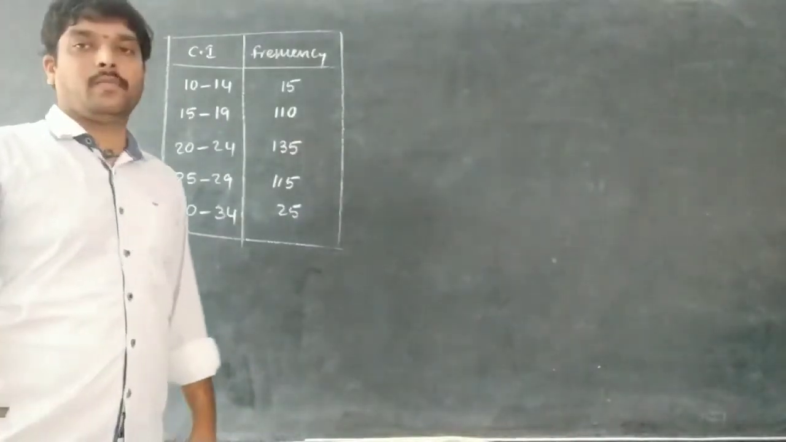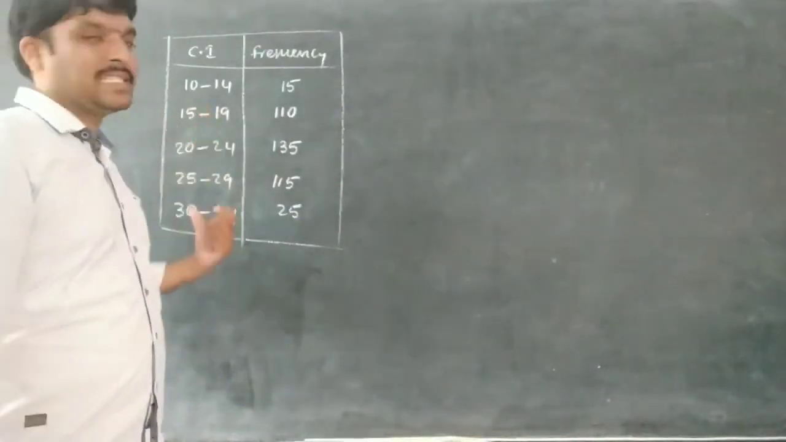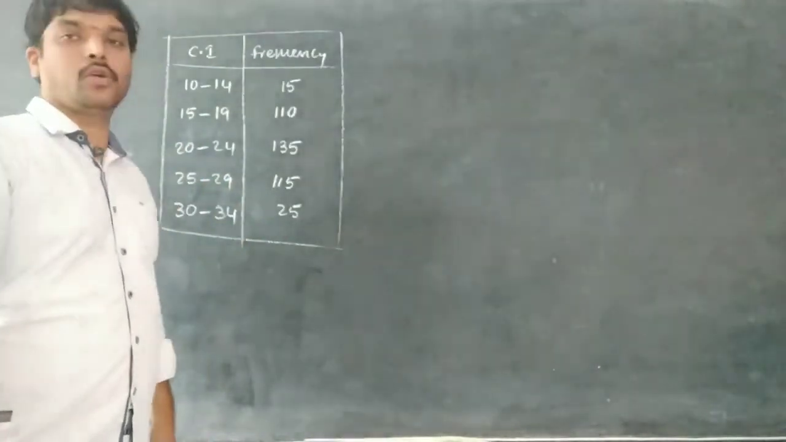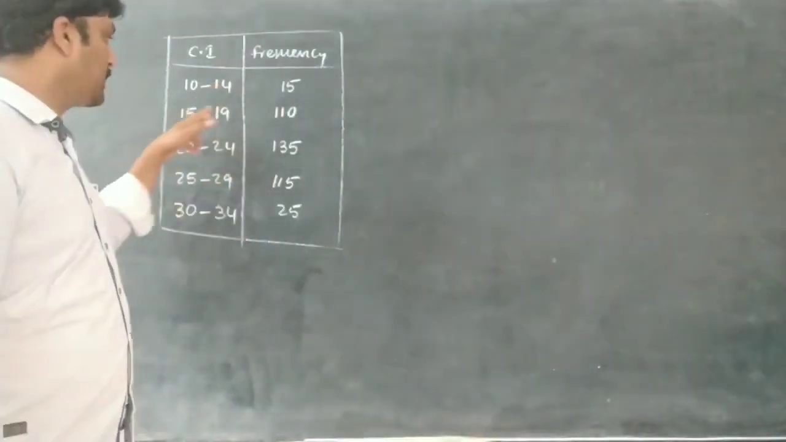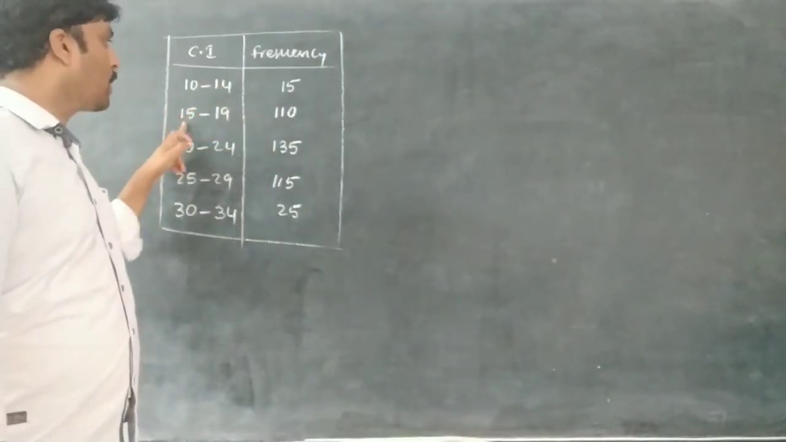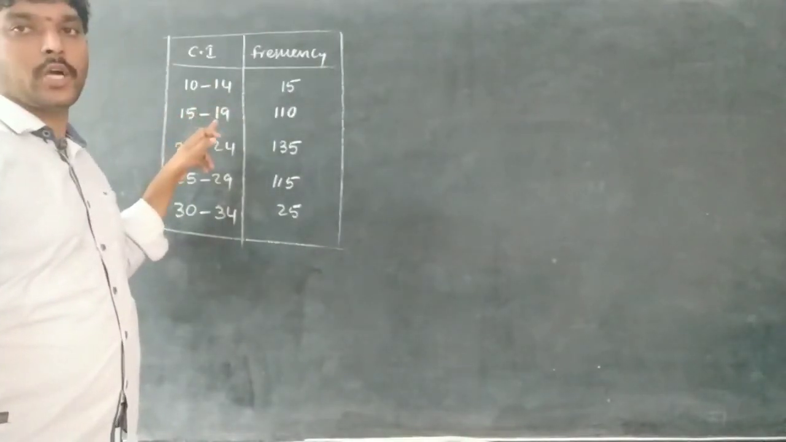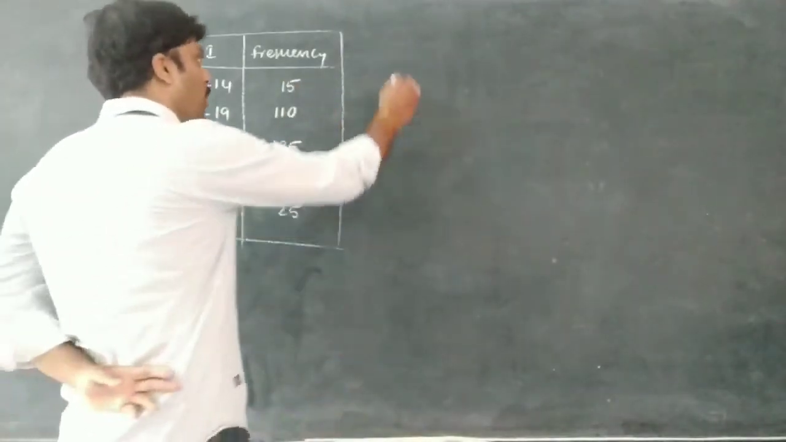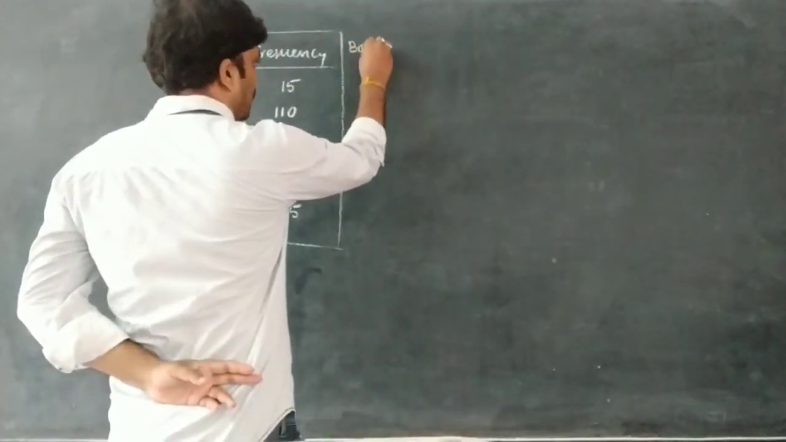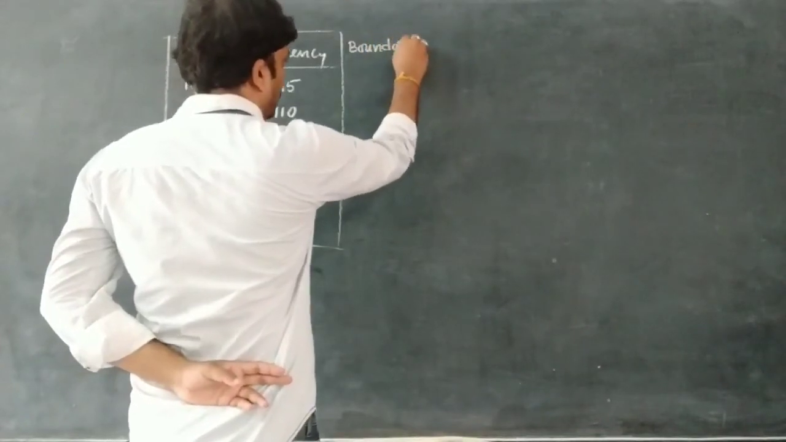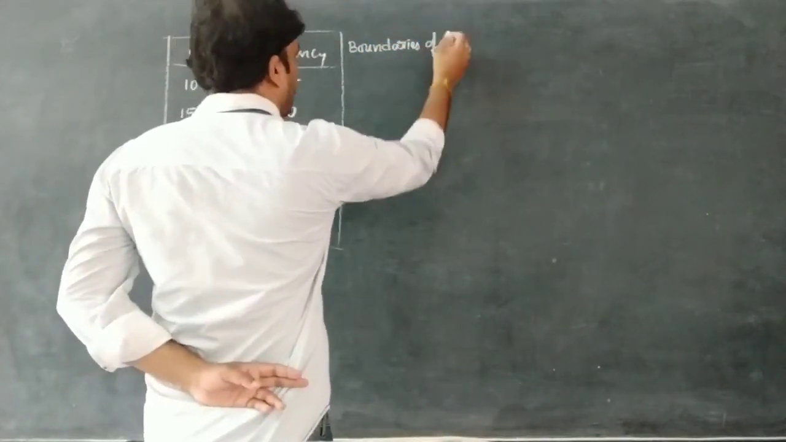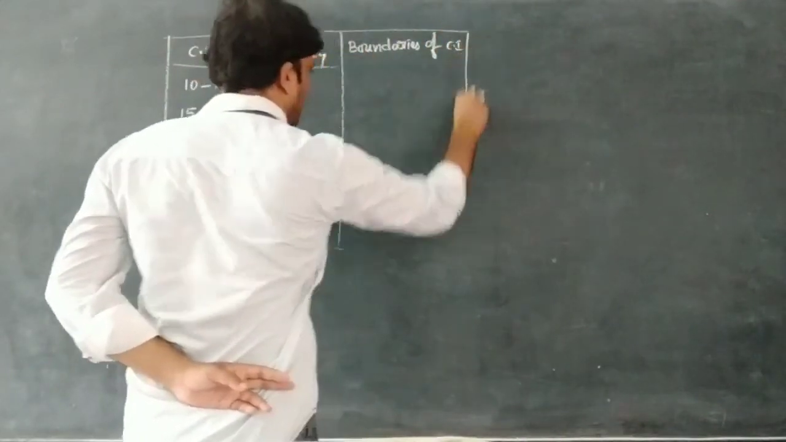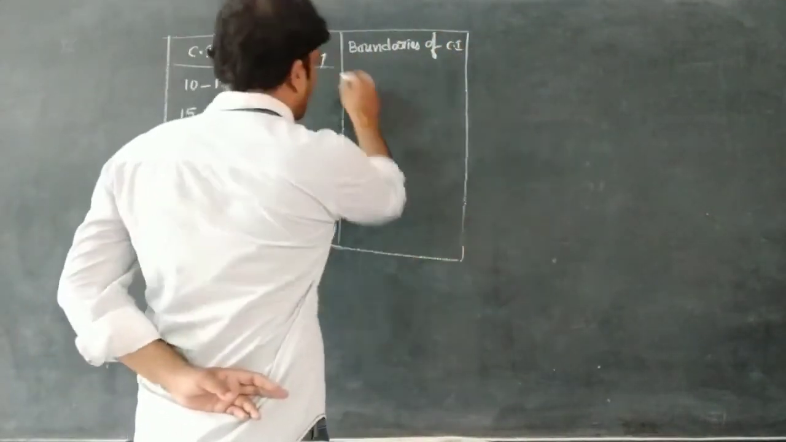So how to find the mode? Observe the class intervals. These class intervals are not exclusive; they are inclusive class intervals. The upper boundary and lower boundary of the successive class are not equal. So we need to find one extra column, that is the boundaries of class intervals.